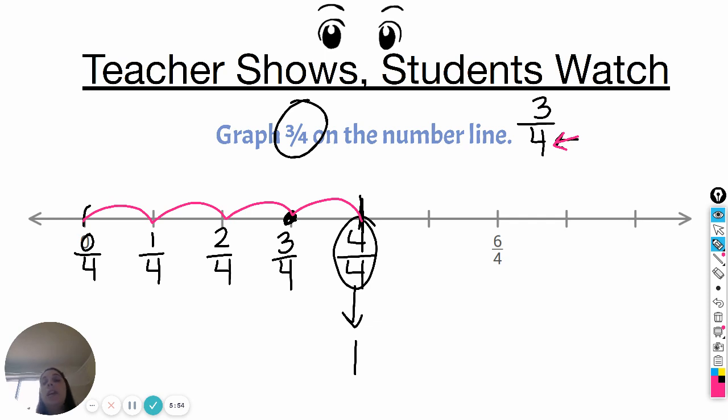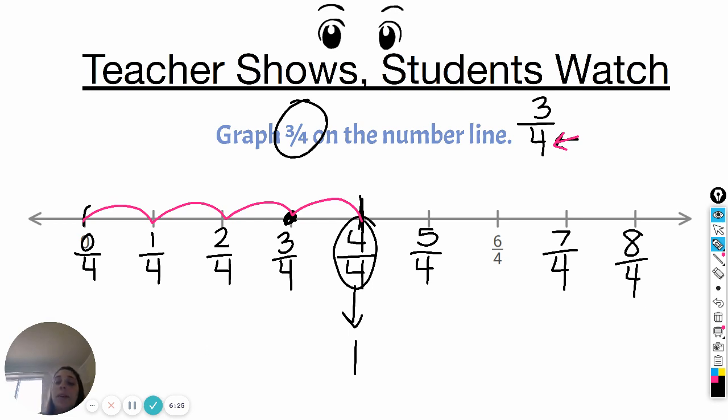Now, if we were to keep going on the number line, we would start getting fractions that are greater than 1 whole. So if we kept going, right after 4 comes 5. Our denominator stays the same because our number line is still broken into fourths. So that would be like 5/4, and then 6/4, and then 7/4, and then 8/4. Okay?